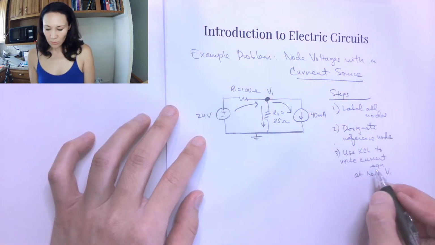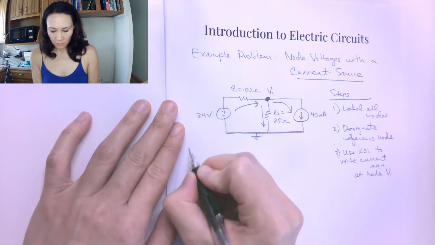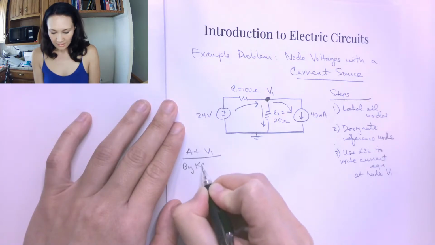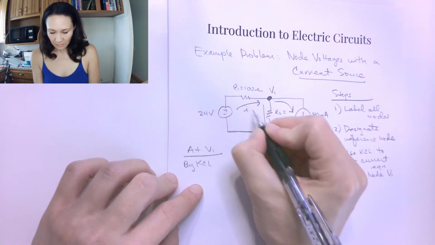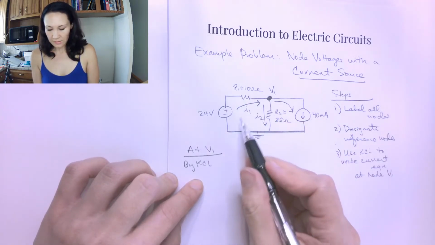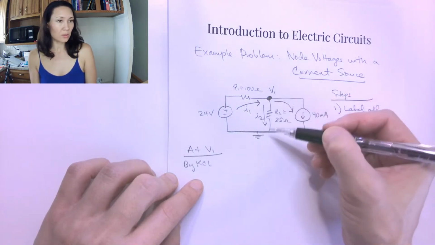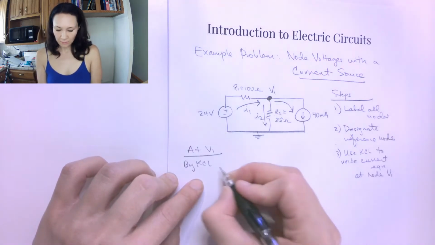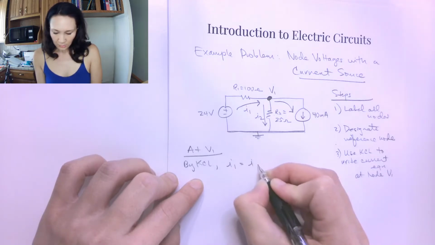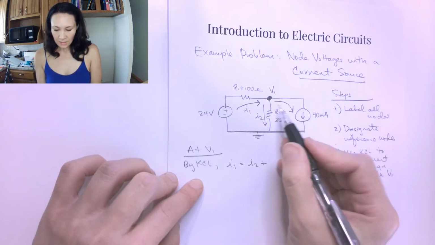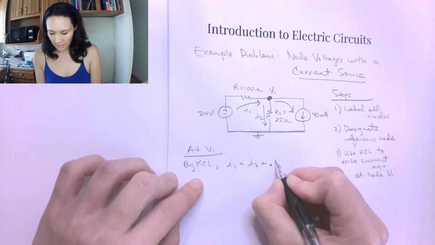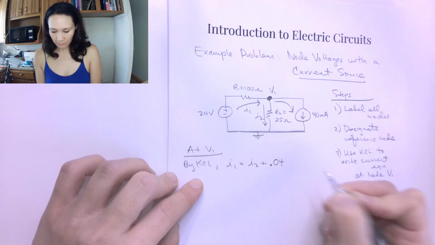So if we wanted to write my KCL equation at this node, then at V1 by KCL, I have that. If I label this as I1 and I label this as I2, I have the sum of the currents coming into the node is equal to the sum of the currents going out by KCL. So that means that I1 is equal to I2 plus this current here, which is 40 milliamps, so I'm just going to write that in amps, 0.04.